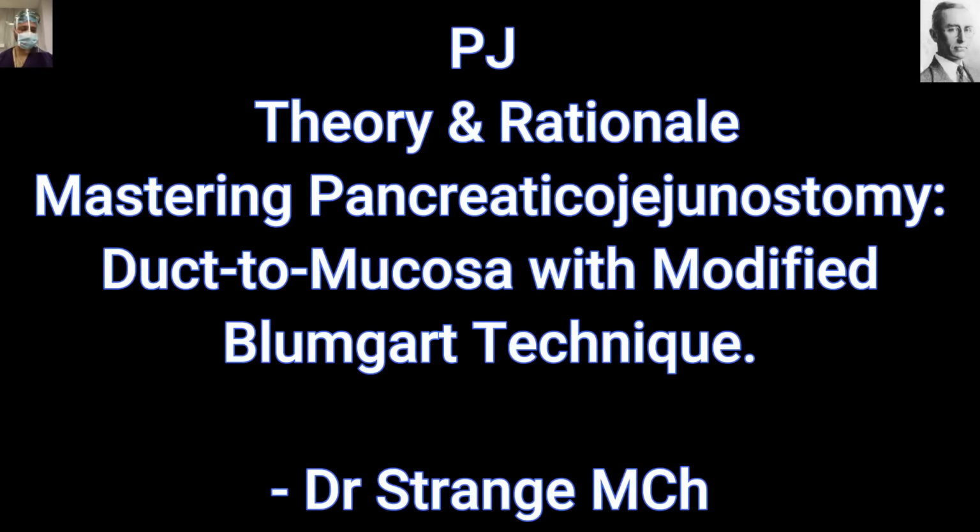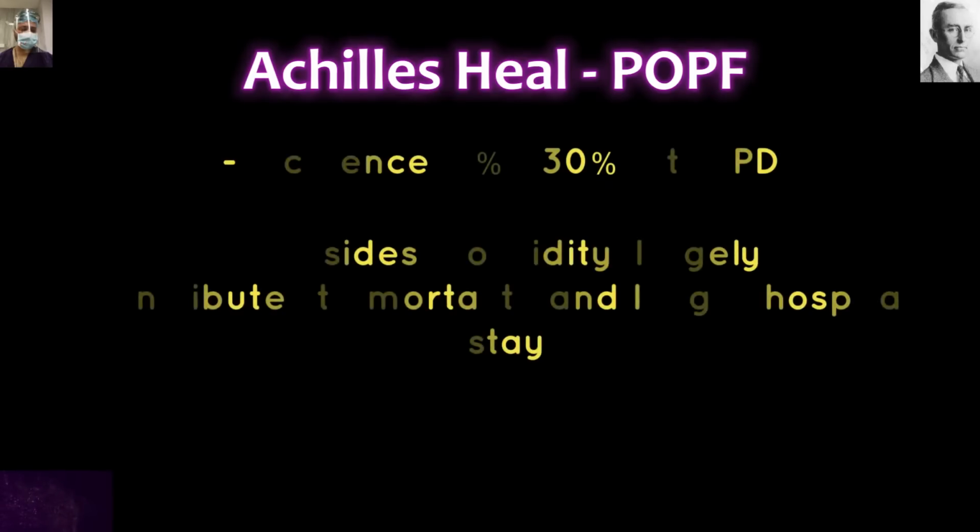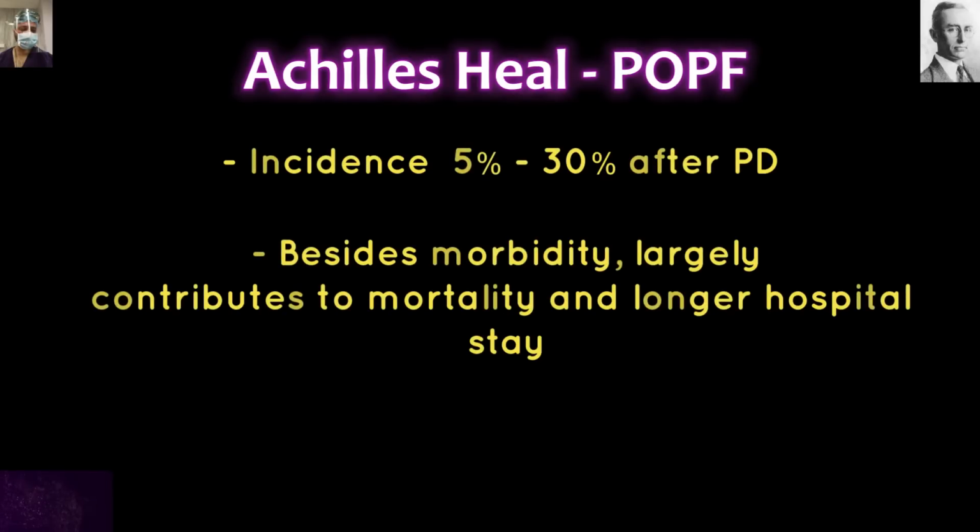So friends, when we talk about the PJ, pancreaticojejunostomy, or pancreaticogastrostomy, what is the rationale, and how to choose one over the other? Many things were discussed in the PG video, the pancreaticogastrostomy video, and there will be some overlap with the content. The incidence of post-operative pancreatic fistula is around 5 to 30% after PD. Besides the morbidity, it also contributes to mortality and longer hospital stay.